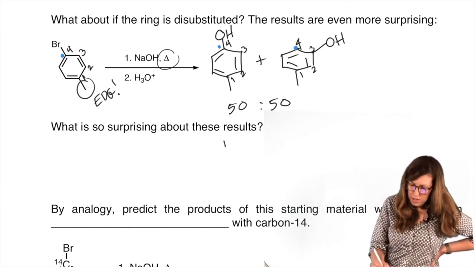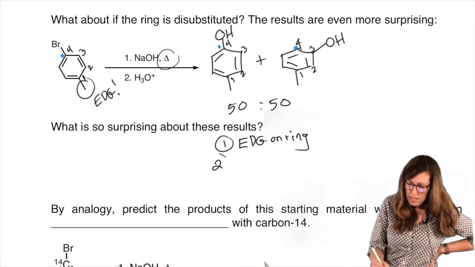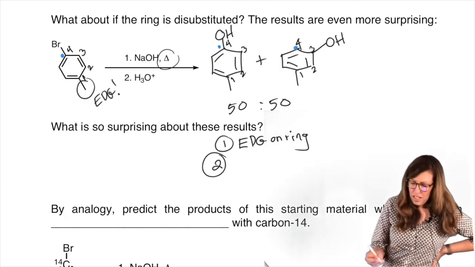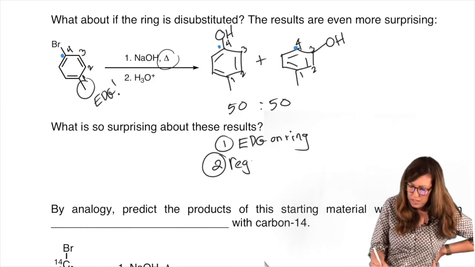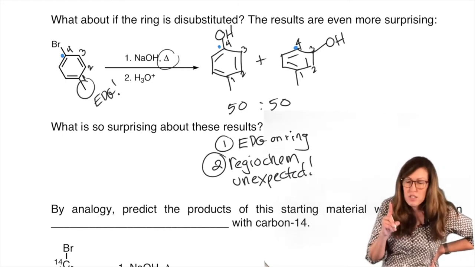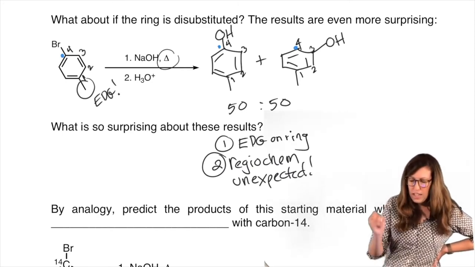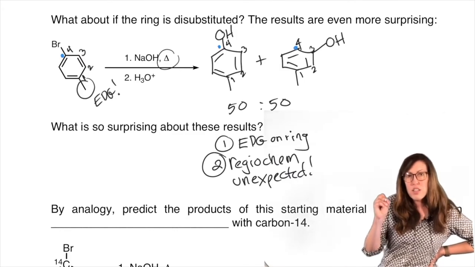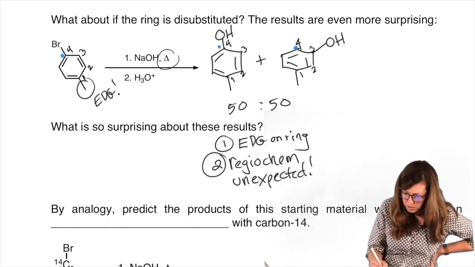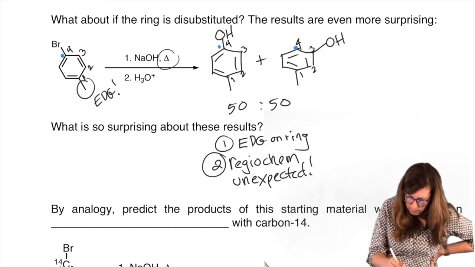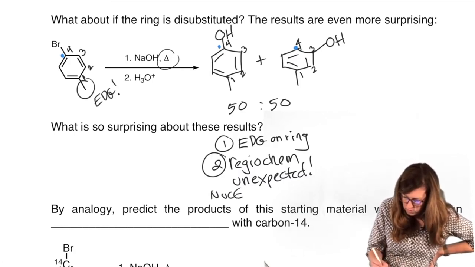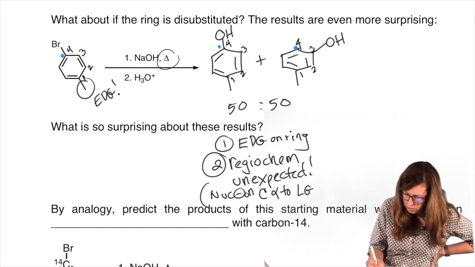So one thing that's interesting is that there's an electron donating group on the ring and it still works. The second thing that's interesting is that the regiochemistry is not expected. In other words, we got a new group on the carbon alpha to the carbon with the leaving group.